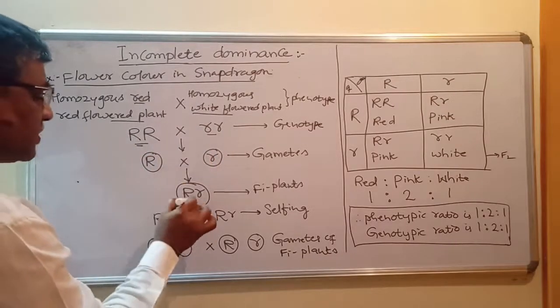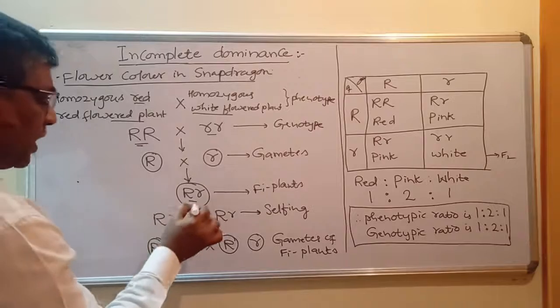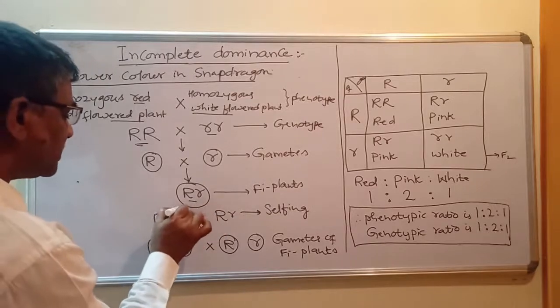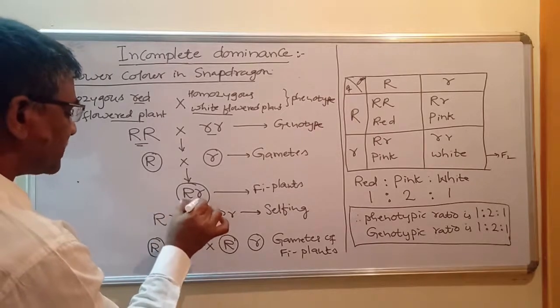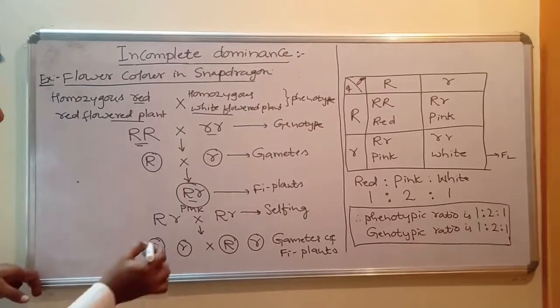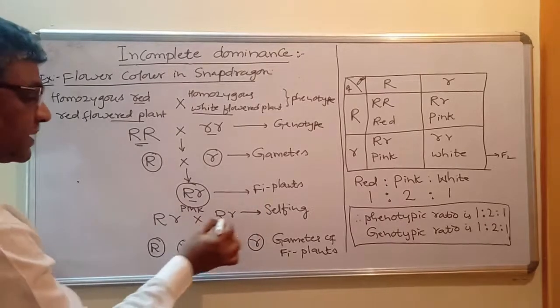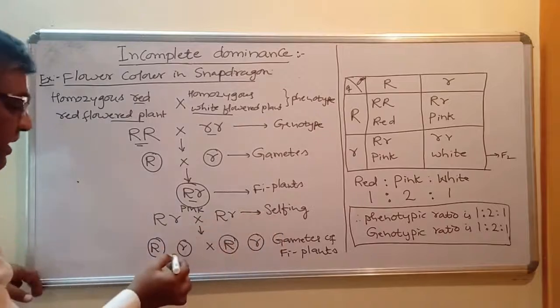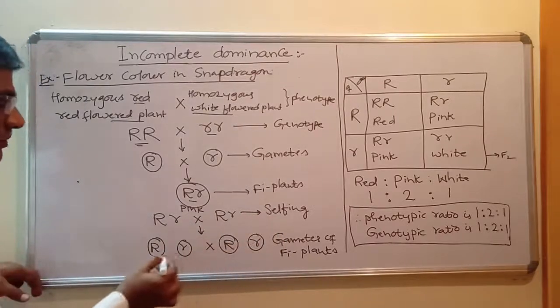In the F1 generation, capital R small r hybrids are produced. These are all pink flowered plants. In the F1 generation, all pink flowered plants are produced. When these F1 plants are self-pollinated, or selfing is done, we get the gametes of this F1 generation.